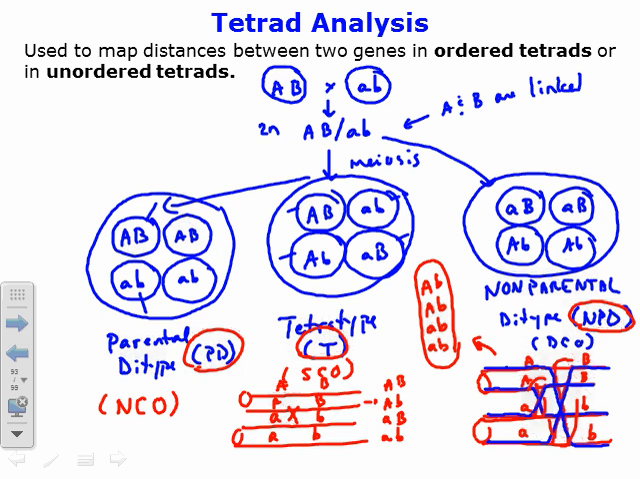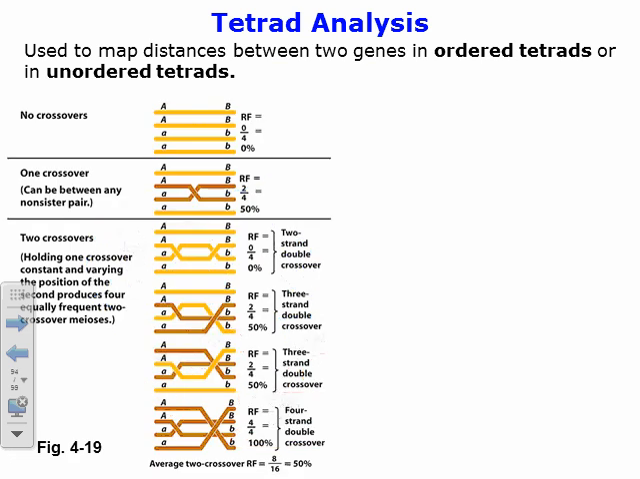And in class on Wednesday, we're going to go on to the next slide, which kind of highlights some examples of how these different asci are produced, and then talk about how we can use that information to calculate gene-to-gene distances in fungi that produce both ordered tetrads and unordered tetrads.